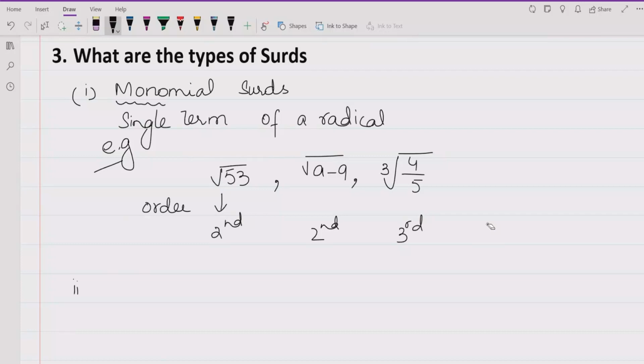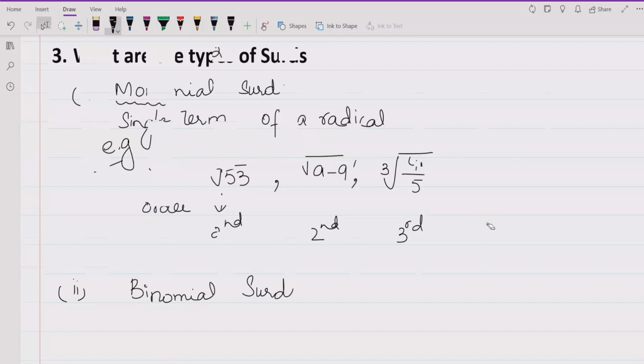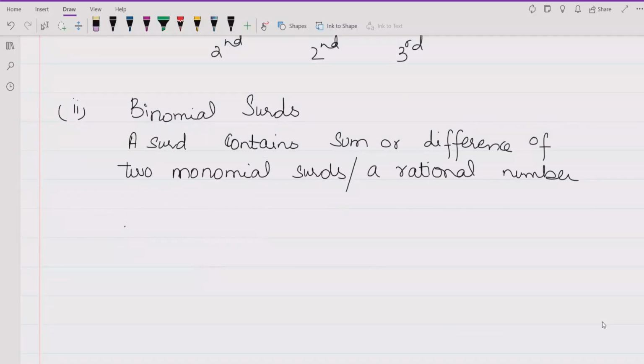And the other type is the binomial surd. The binomial surd contains the sum or difference of two monomial surds, or one is a surd and the other one is a rational number. For example, we have root 3 minus root 5. These two are both surds, like monomial surds, and they have different signs. So this is called a binomial surd.